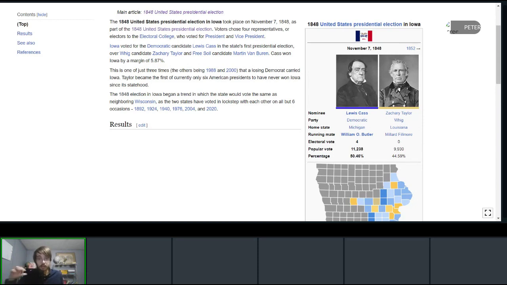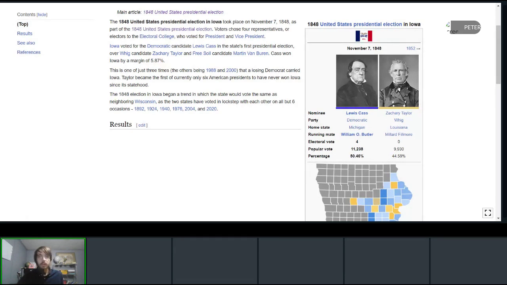And I noticed that there's never an instance in which a candidate runs for president that they have a county in Iowa named after them, and that candidate actually wins the county.